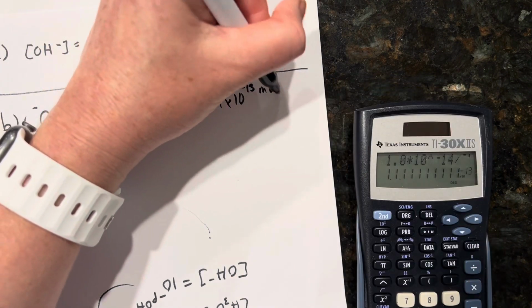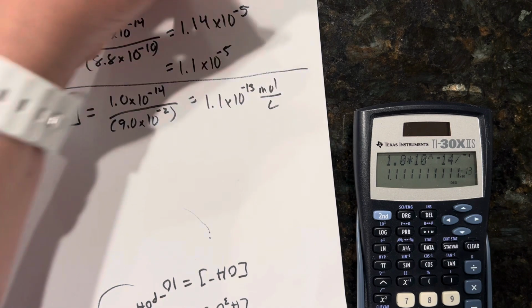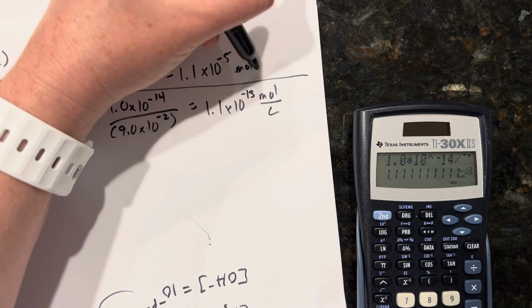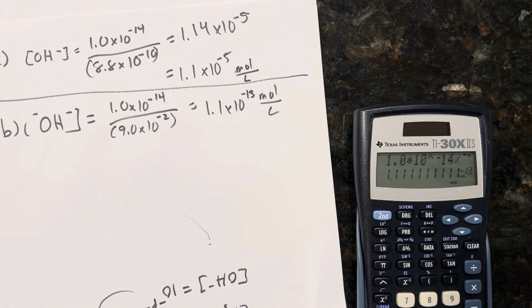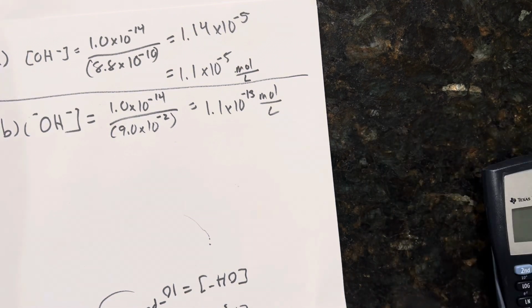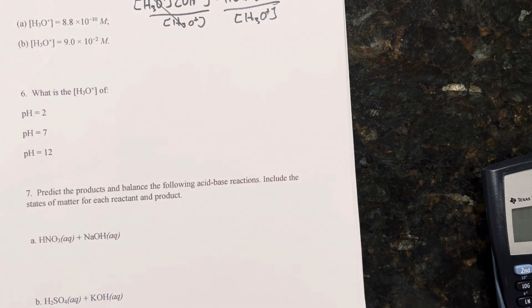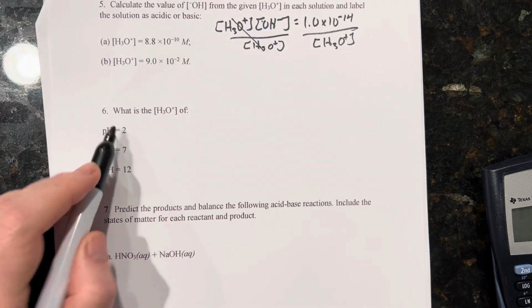And this would be in mole per liter, by the way. Remember, brackets mean mole per liter, so same with this one. All right. So moving on, number 6.